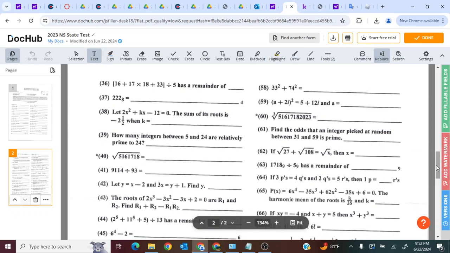Okay, let 2x squared plus kx minus 12 is equal to 0. Sum of the roots is that. Okay, sum of the roots, negative this over that, negative 5. How many integers between 5 and 24 relatively prime? Okay, your relatively prime thing, prime factors 2 and 1, or 3 and 2.